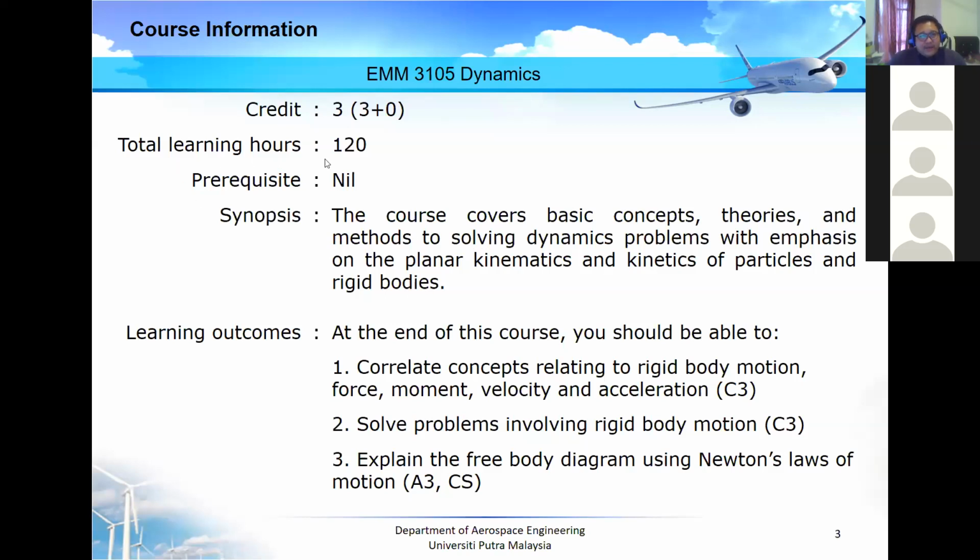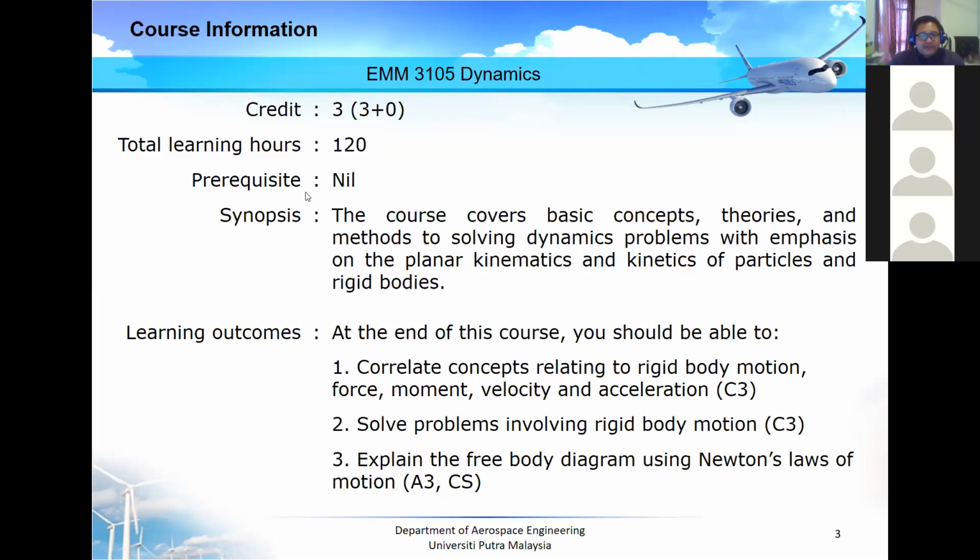Okay, total learning hours, it is 120. That includes the time that we spend during the class, and also the time that you are going to spend on your own doing homework, revision, etc. So the total cumulative is 120. There is a special way on how to calculate this one.